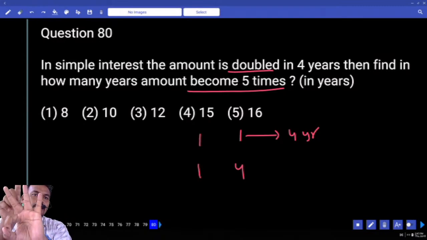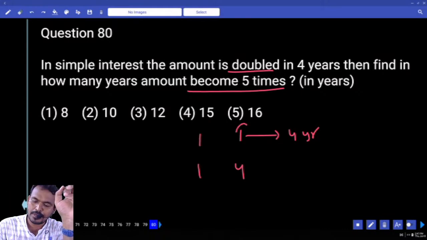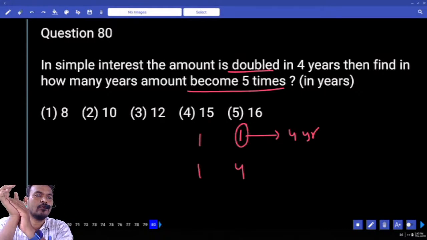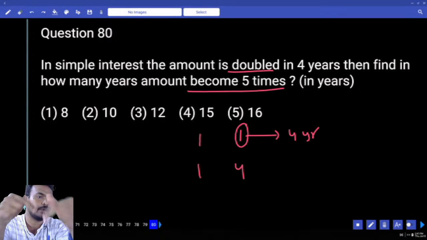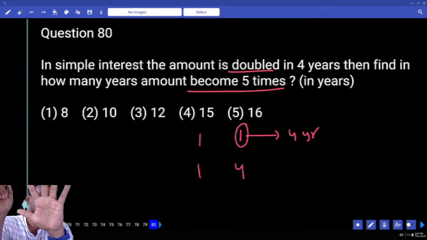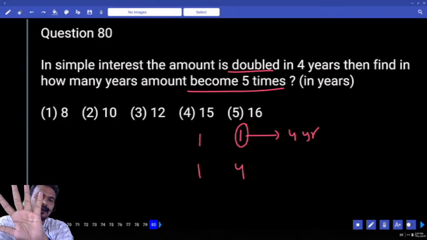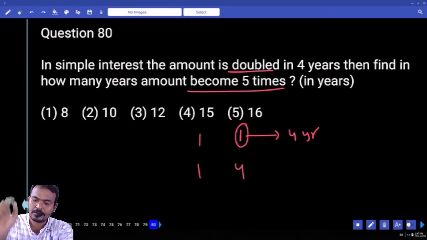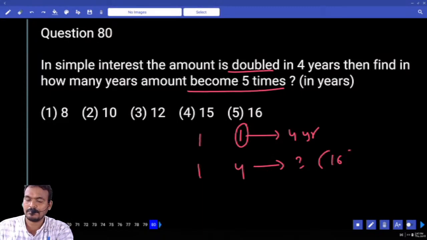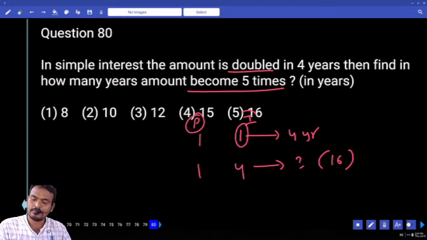Principal 1 rupee. Double means the amount is 2 rupees, and the interest is 1 rupee. 1 rupee interest is received in how many years? 4 years. Second time, on the same principal, it will become how many times? 5 times. 1 rupee becomes 5 times, means the amount is 5 rupees. Interest is 4 rupees. Then 4 rupees interest is received in how many years? 16 years.